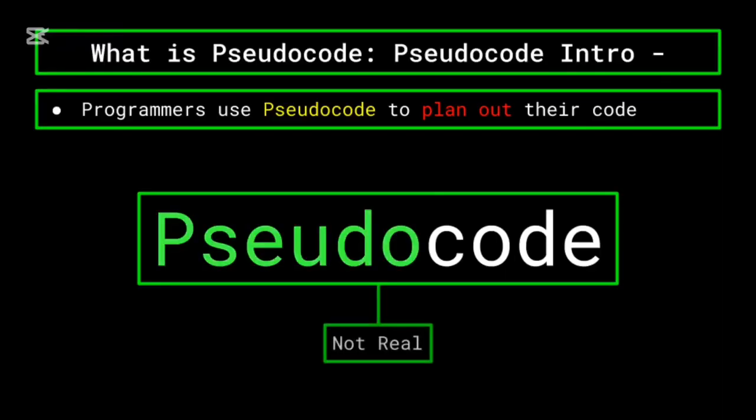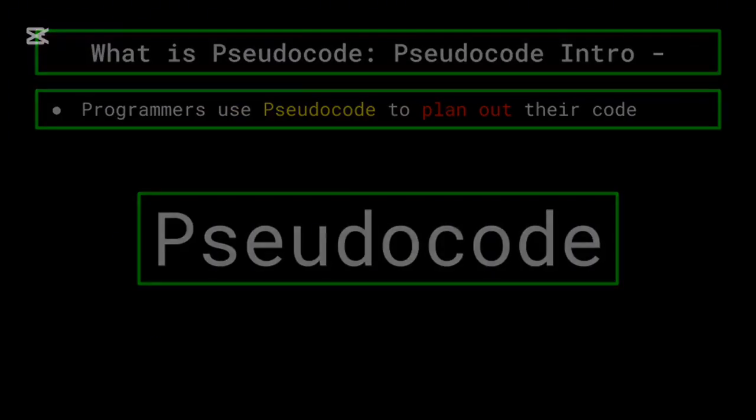Programmers use pseudocode, pseudo meaning not real, and code meaning code, as a means to plan out their programs before they write them, just like how we planned out our trip before going. They throw away syntax and naming conventions for variables and just focus on what they want the program to accomplish and how they plan on doing that.